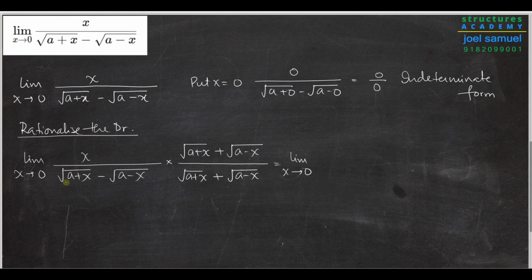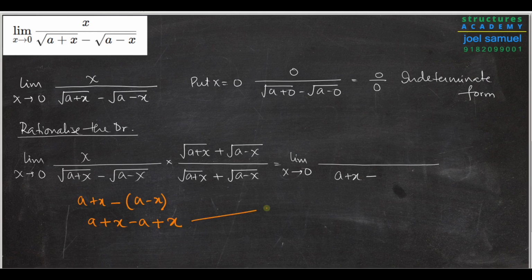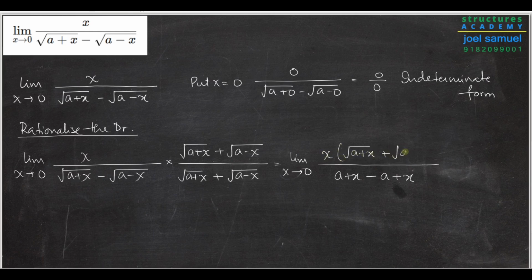So this becomes the limit as x approaches 0. And I'm not going to write root of a plus x whole square again, because I know when I square this term, I'll get a plus x. So the denominator becomes (a plus x) minus, notice there is a minus here, so I'm going to get (a plus x) minus (a minus x) within brackets. So when I open the brackets, I get a plus x minus a plus x. So this is what I'm going to write here: a plus x minus a plus x. And the numerator becomes x times (square root of a plus x plus square root of a minus x).